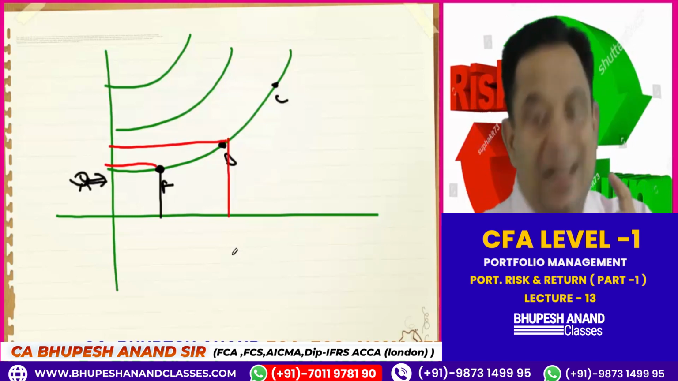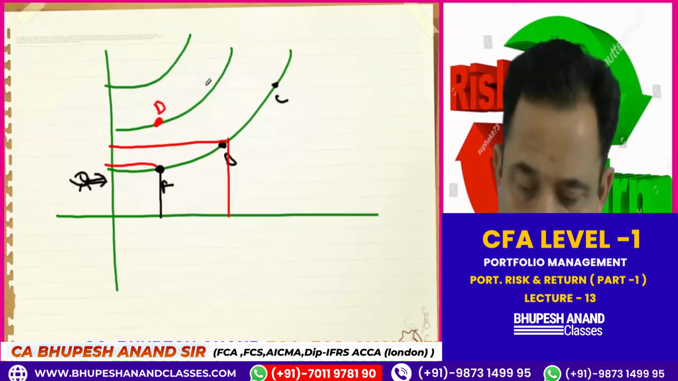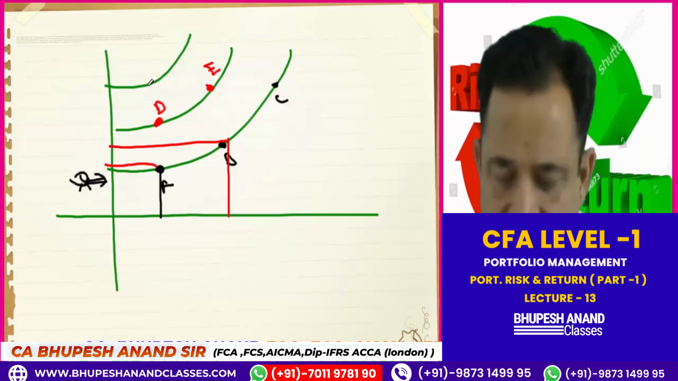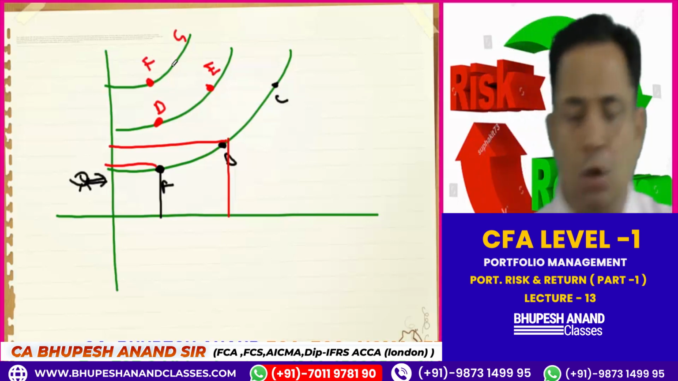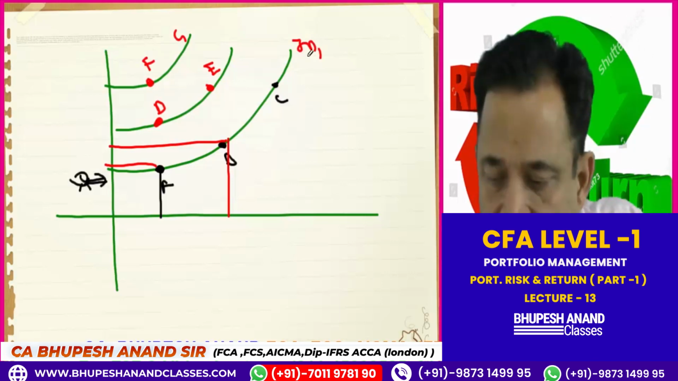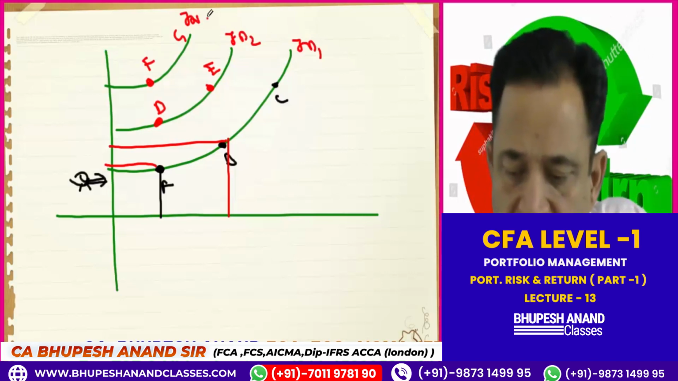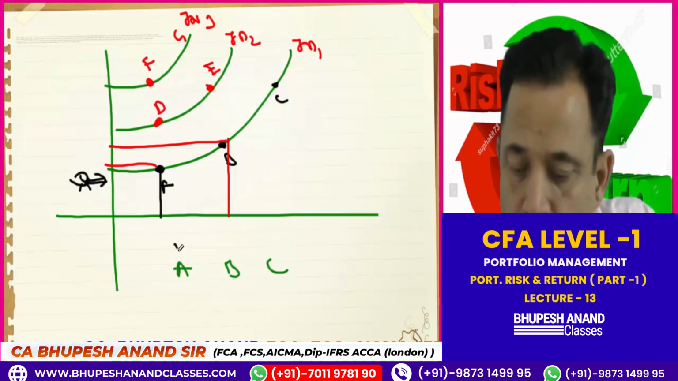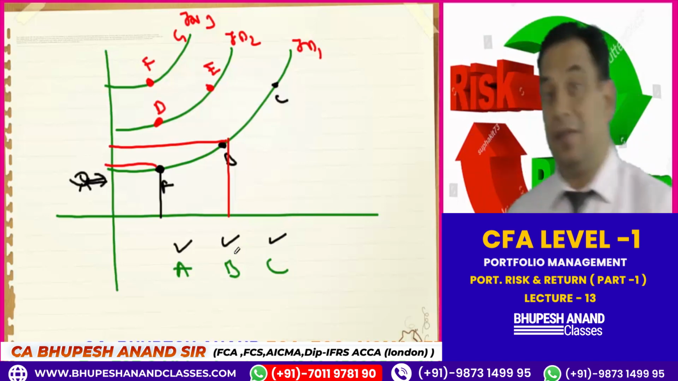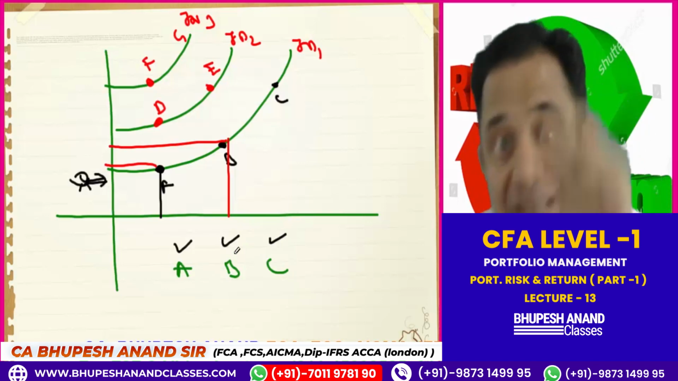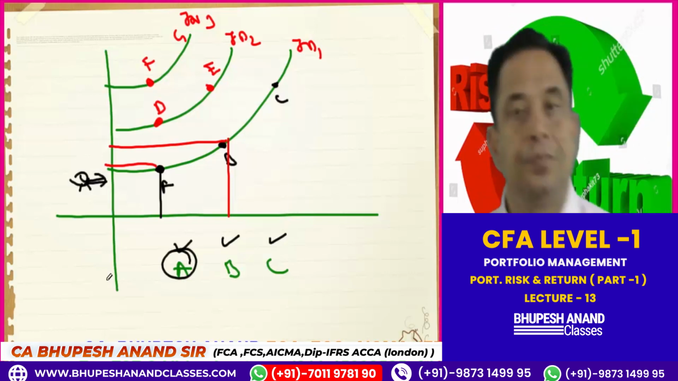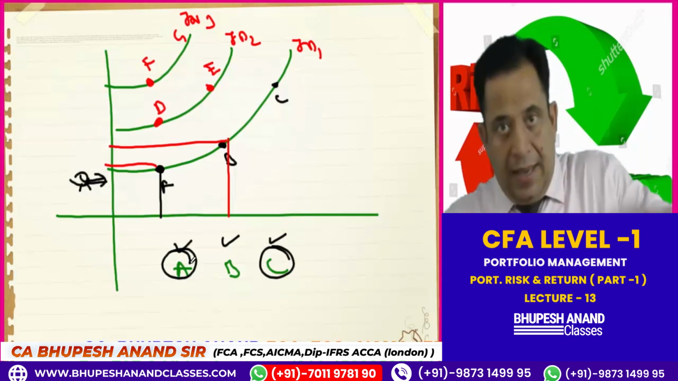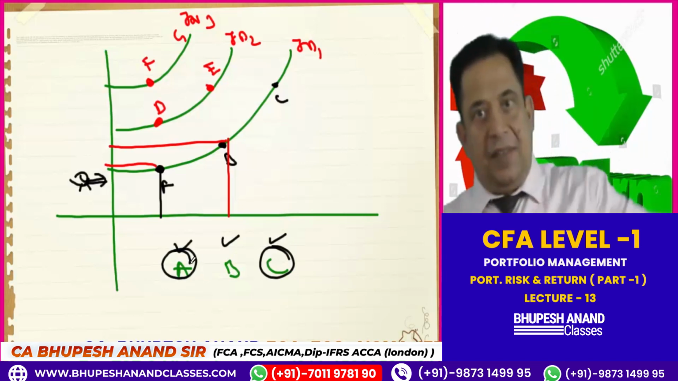But if I draw two portfolios in indifference curve two, let it be D and E, and let it be F and G. Now, this is indifference curve 1, this is indifference curve 2, this is indifference curve 3. Between A, B and C, which portfolio will be selected by that investor? If he is less risk averse, he will select A. If he is more risk averse, then he will go for C, because he is getting the same level of satisfaction at that indifference curve.